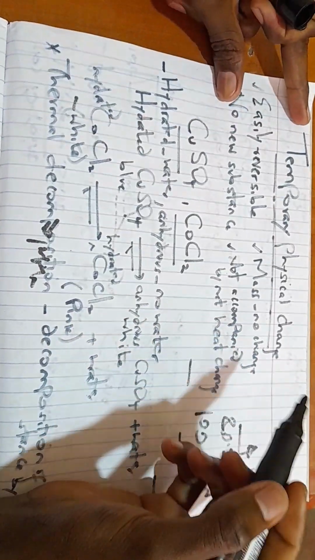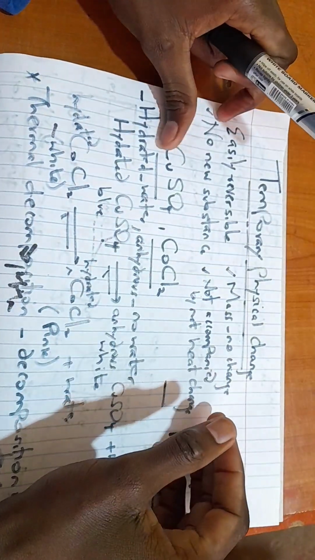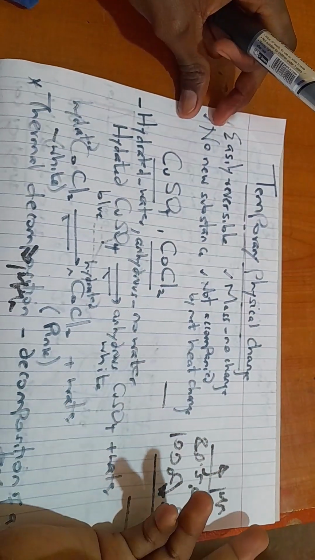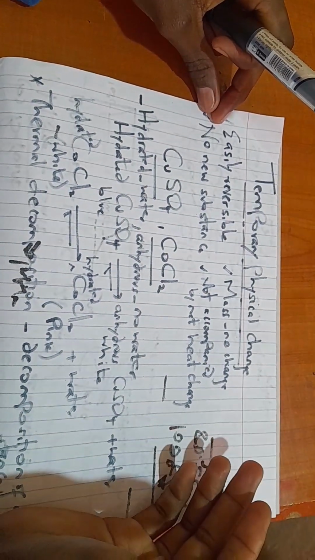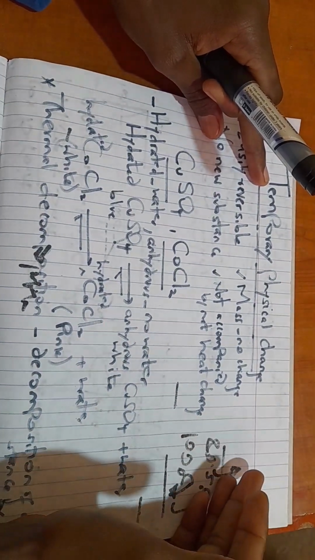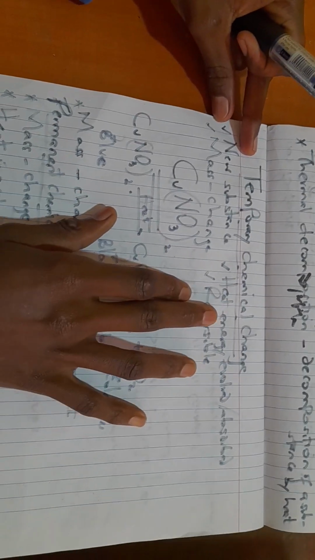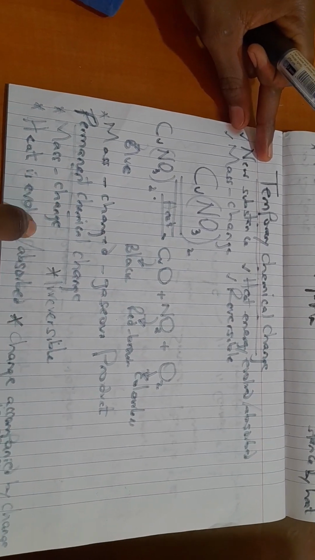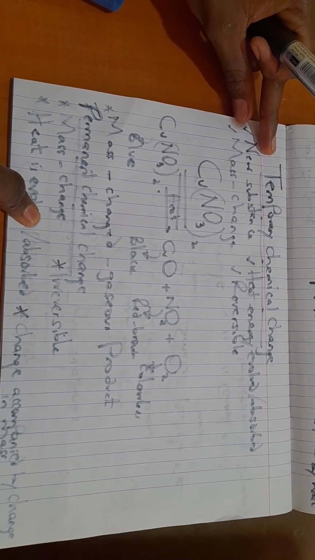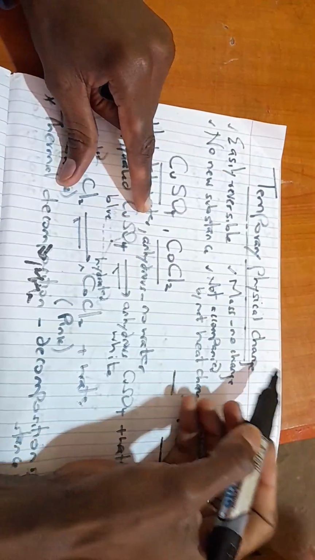Now, in our class today, we will be looking at the temporary physical change. We'll also be looking into the temporary chemical changes and also the permanent chemical changes. These are the changes which take place when a substance is heated, which you need to take into consideration, because they are very important for any chemistry student.